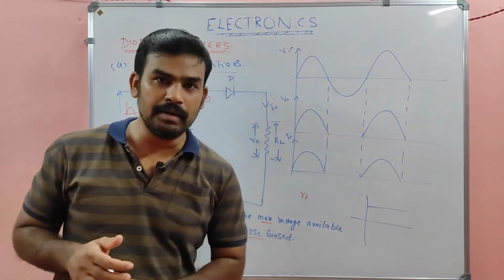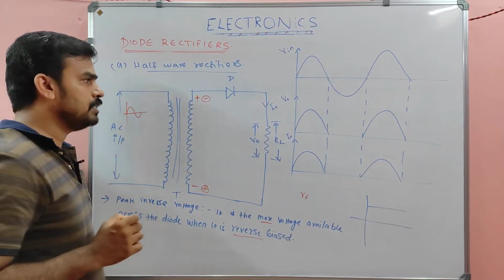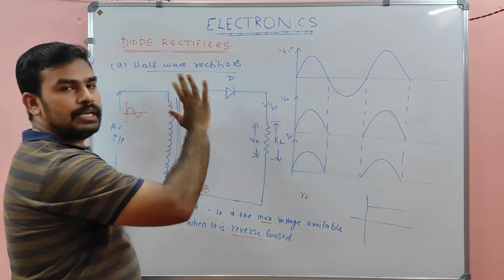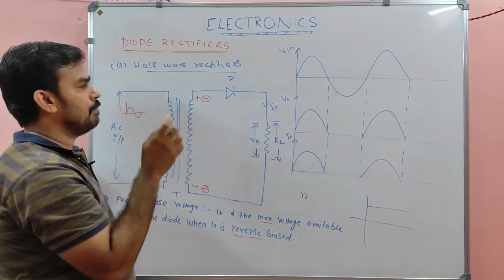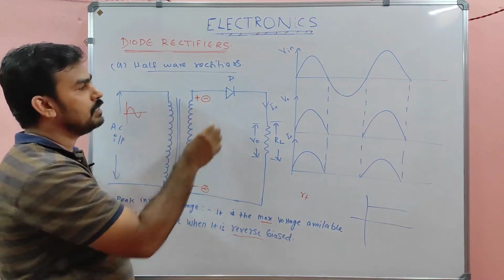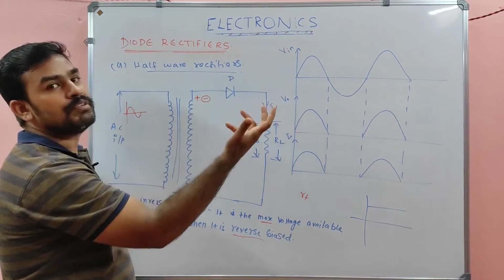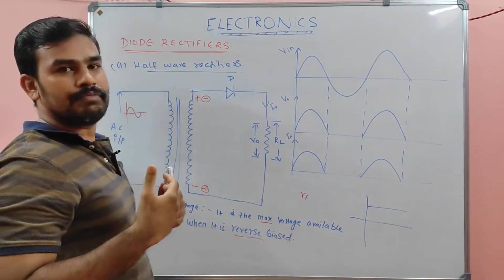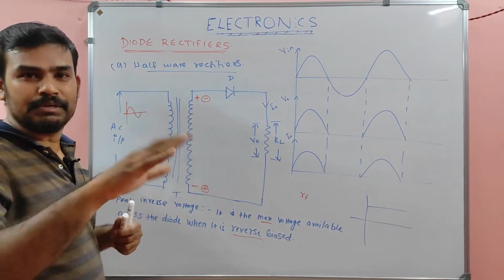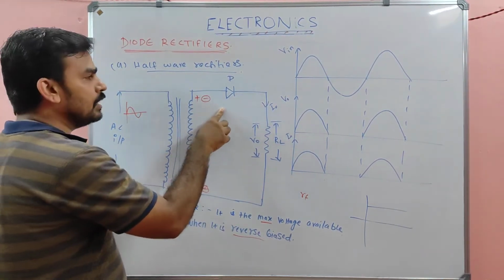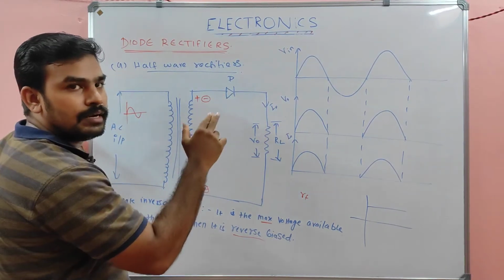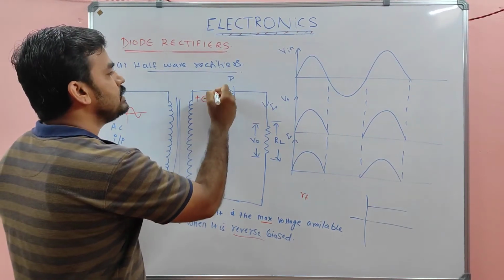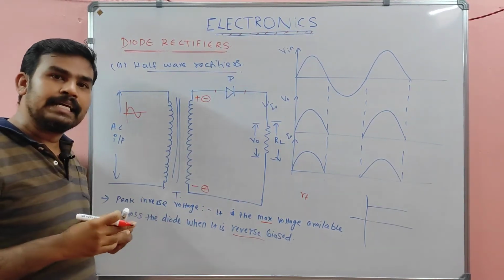This term is very, very important, my dear. What does peak inverse voltage mean? When forward biased, we know that the diode is simply conducting; there will not be any drop, there will not be any problem. But when the polarity changes, the diode becomes reverse biased, so it simply acts as an open circuit. That means the diode itself will block the negative half cycle. So when it blocks the input current or voltage, the voltage available at its terminals is called the peak inverse voltage.